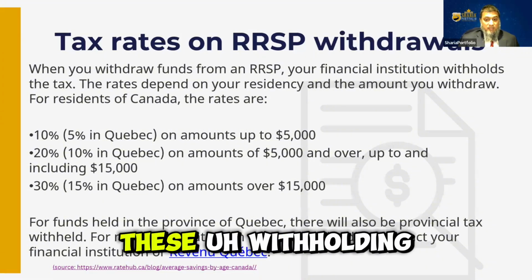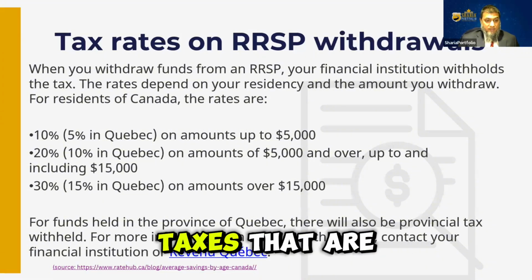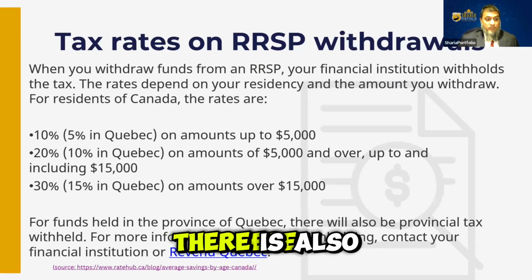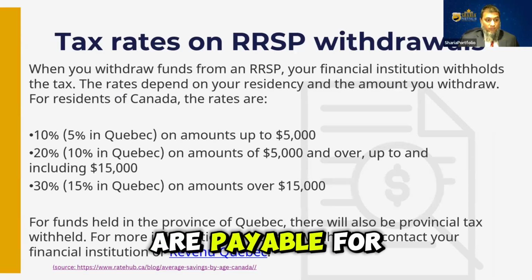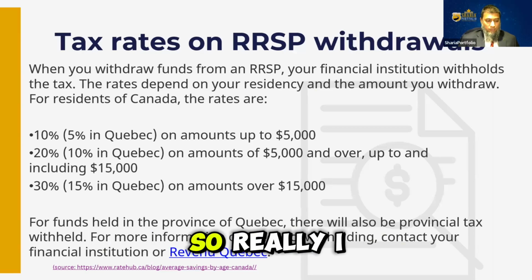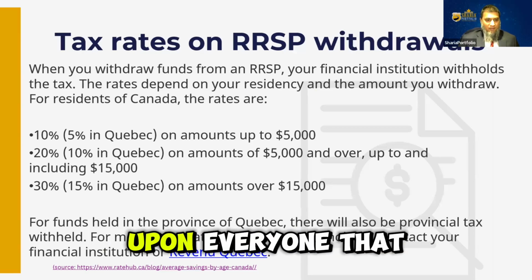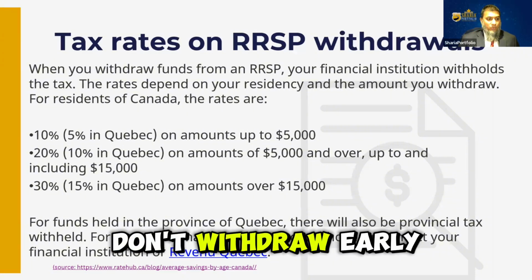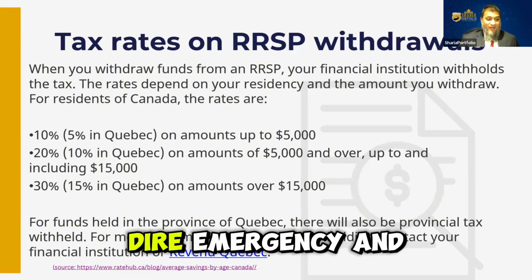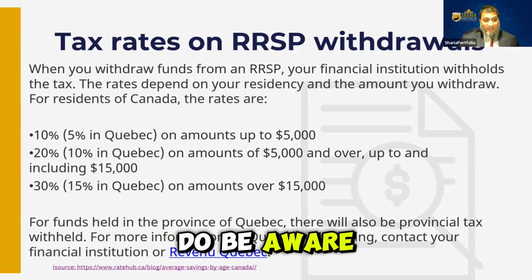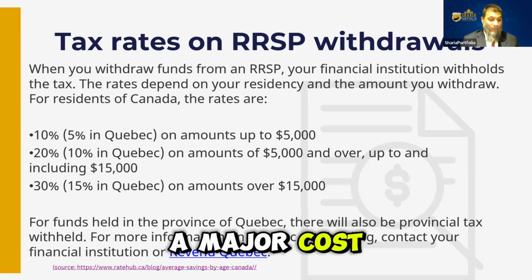In addition to these withholding taxes that are on the screen here, there is also income tax that is payable for those withdrawals prior to retirement. So really, I want to impress upon everyone: don't withdraw early from your RRSP unless you absolutely have to, unless it's a dire emergency. And if you do, be aware there's a major cost for it.